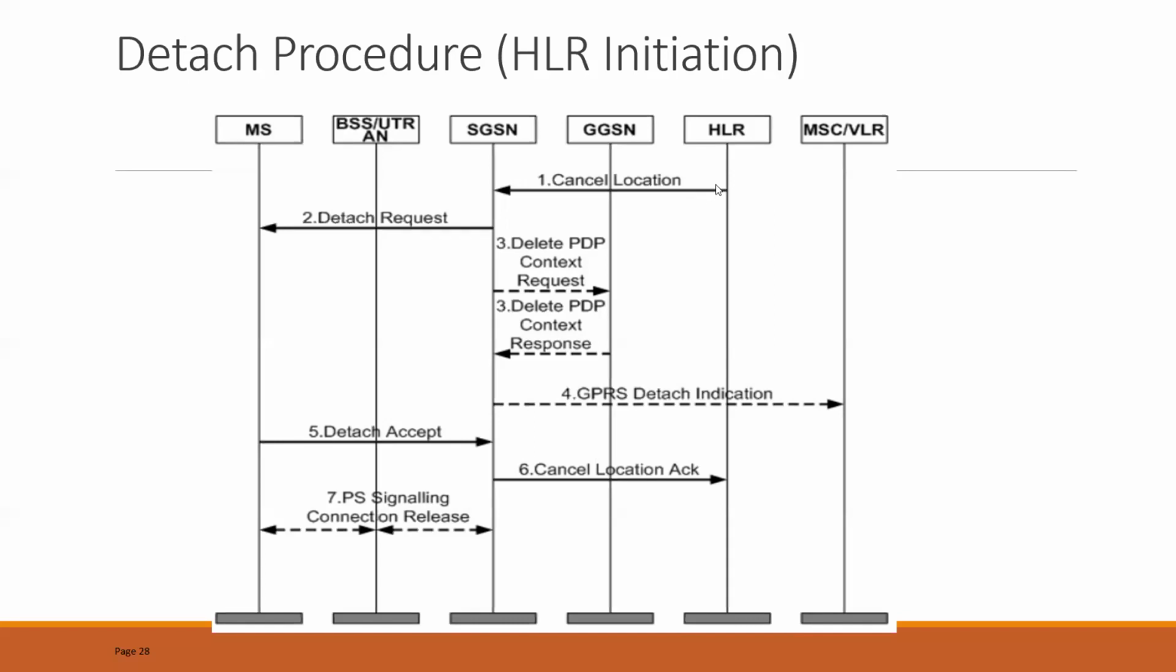The HLR will send a cancel location to the SGSN. Based on that, the SGSN will send a detach request to your MSISDN, delete the PDP context, and send a detach accept. Once this is done, the SGSN will inform that your location has been cancelled, with a cancel location update response. Based on this, the HLR is going to purge all the information available with it for this MSISDN. And then if there is any signaling connection available, that signaling connection is going to be released.